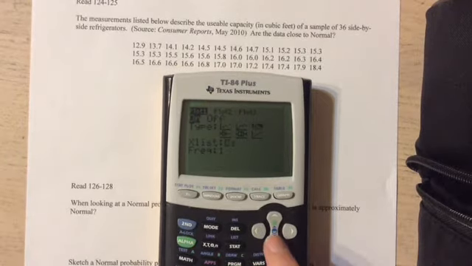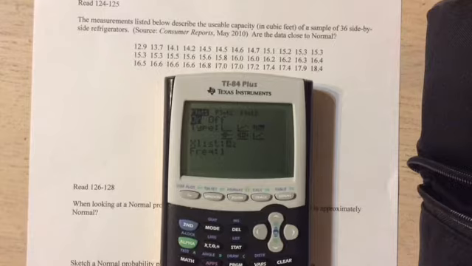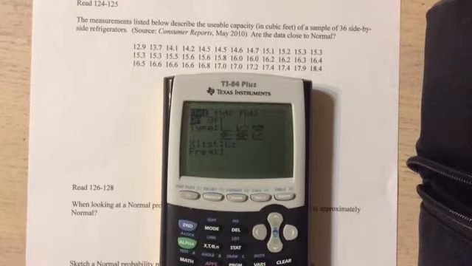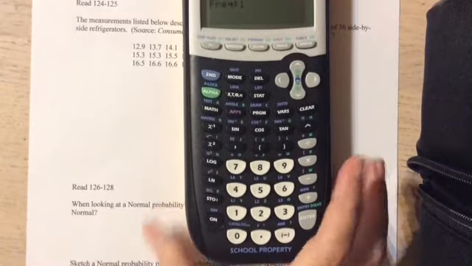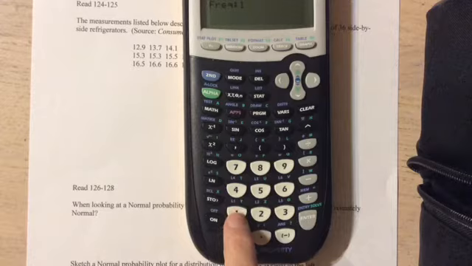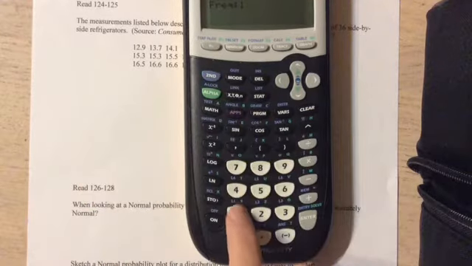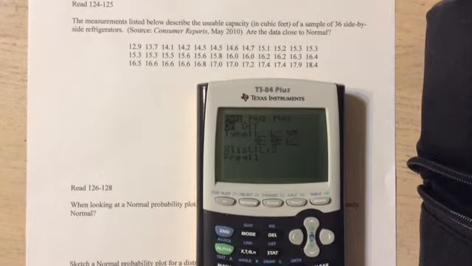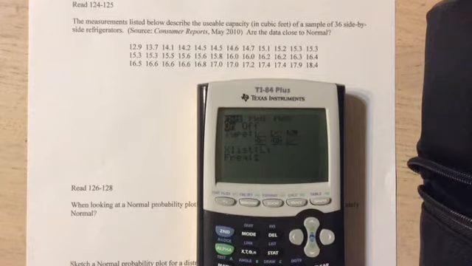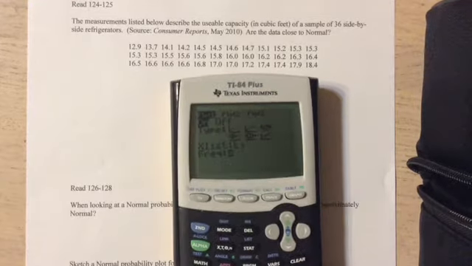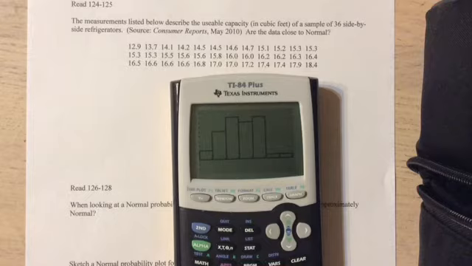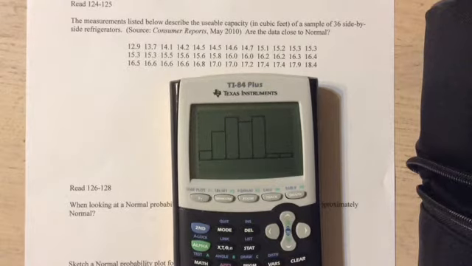Down on the next line, so if you hit your down arrow key another time, you'll get down to the X list. Now remember, we put our data in list 1, so that's where we want to tell the calculator to look for it. The L1 key is a second function on the number 1 key. So we're going to hit the second number 1, and then you'll notice that the X list now says L1, and we want the frequency set at 1. To get the calculator to draw the graph, hit zoom and the number 9 key, and now we have our histogram drawn by the calculator.